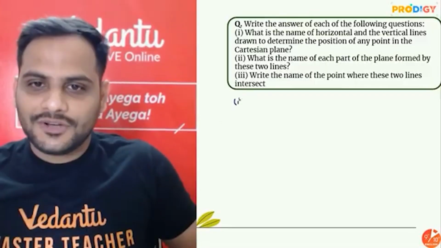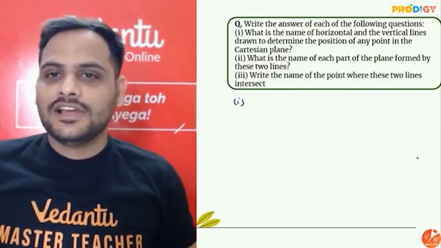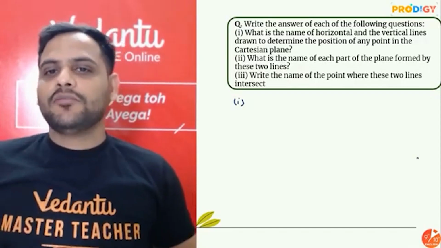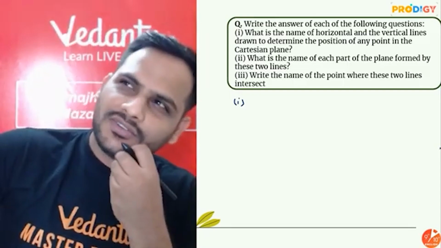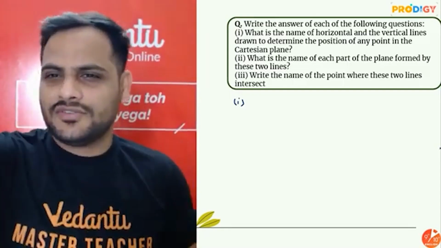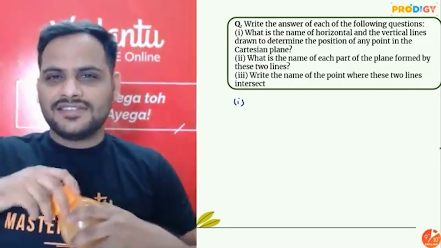Write the answer of each of the following question. First one: what is the name of horizontal and vertical lines drawn to determine the position of any point in the Cartesian plane? What are those, guys? Let me know in the comment section. What are those? Are those quadrants?